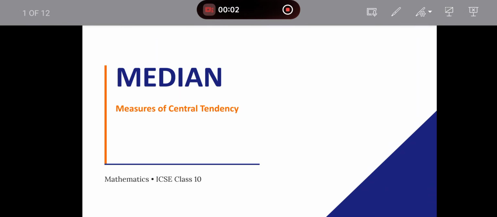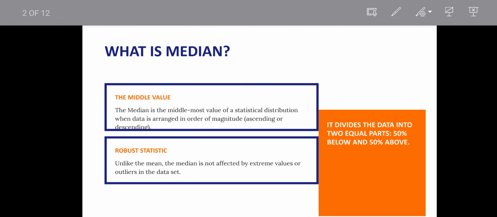Hello guys, today our topic of discussion is median for class 10th ICSE. Let's start. So what is actually a median?